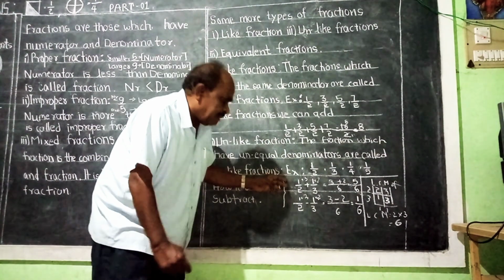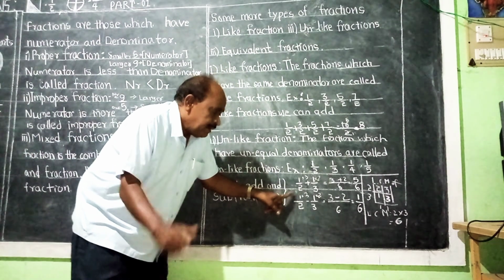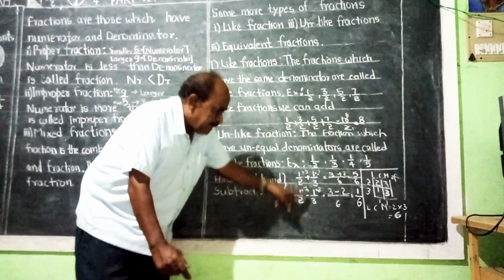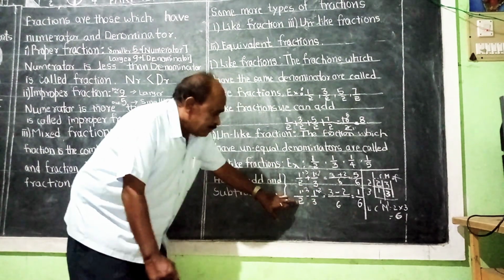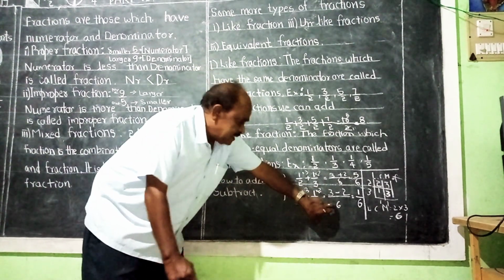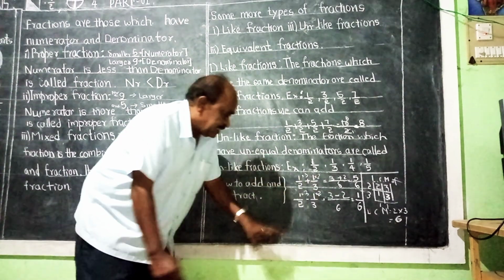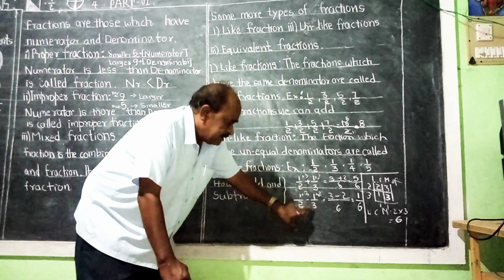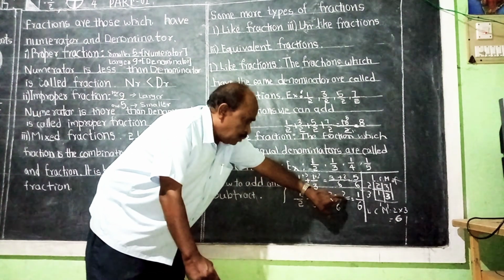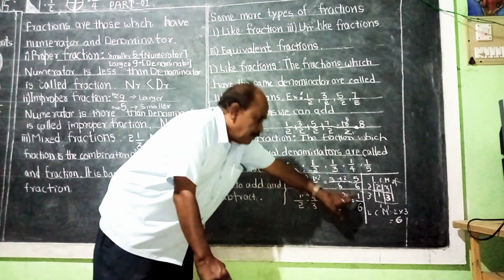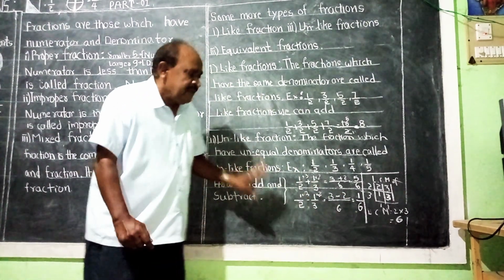Then I have done the subtraction of fractions: 1 by 2 minus 1 by 3. The LCM becomes the same 6. 2 how much is 6? 2 threes are 6, and 3 ones are 3, you write here. Minus you write as it is. Then 1 by 3: 3 how much is 6? 3 twos are 6, and 2 into 1 is 2. 3 minus 2 equals 1 by 6. This is the subtraction of unlike fractions.